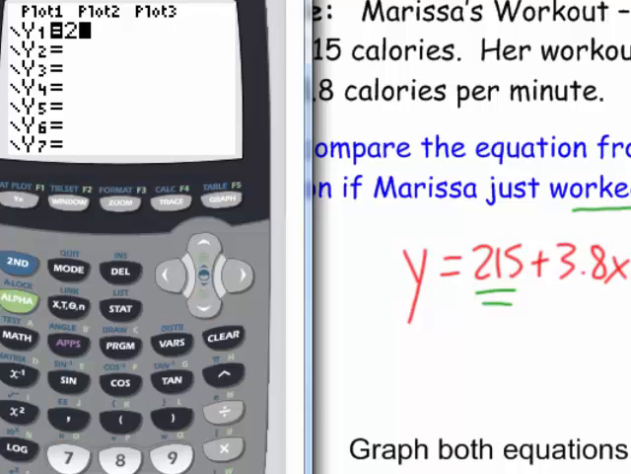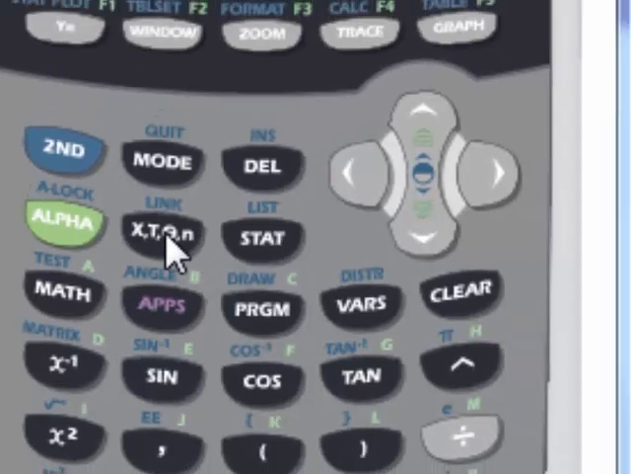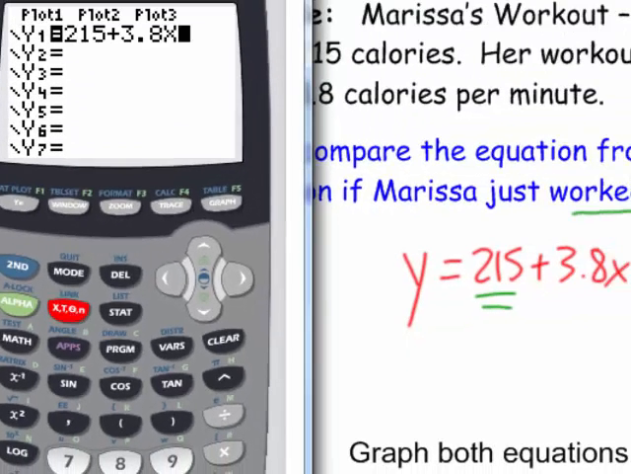215 plus 3.8x. Well, the x is a variable embedded into our calculator, so there's an actual button for this. If you notice right here, it's like our variable button. We have x, t, theta, and n. This is what we want to hit anytime we want to use an x for an equation of a line. So I'm going to hit that.